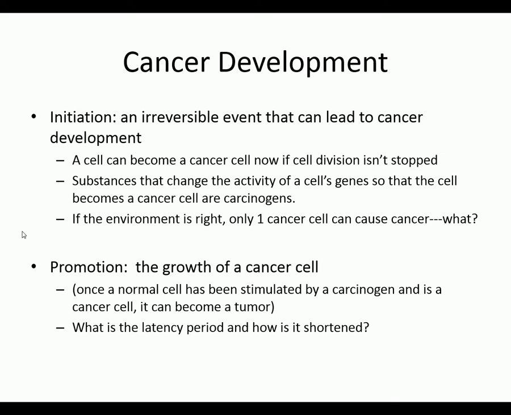So the next step in this process is going to be promotion, and that is the growth of a cancer cell. Once a normal cell has been stimulated by a carcinogen and is a cancer cell, it can become a tumor. So what is the latency period and how is it shortened?